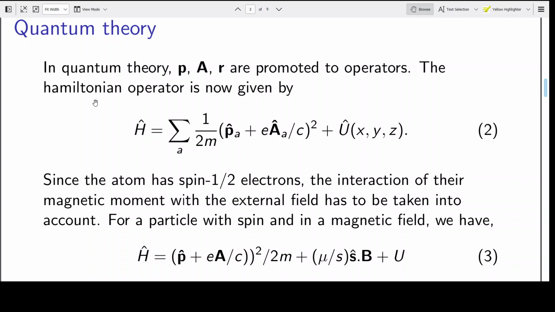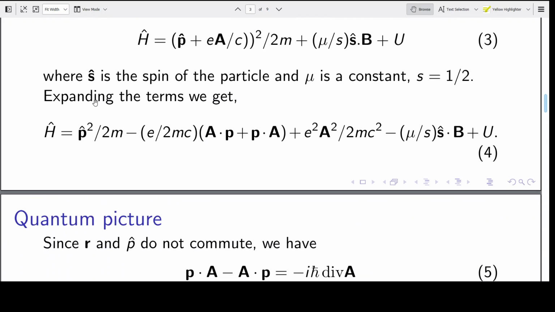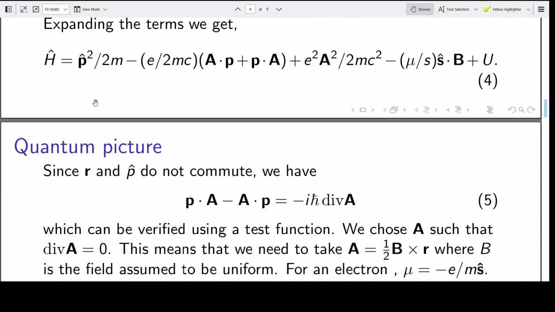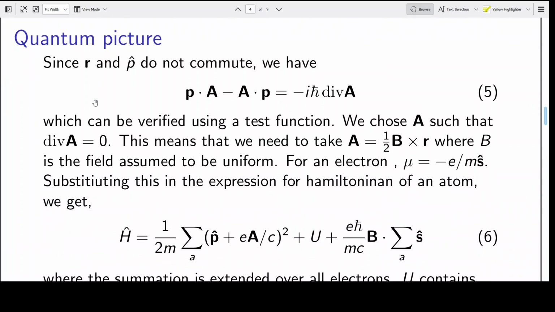For a particle with spin in a magnetic field, we have H is equal to (P plus eA by c) whole square by 2m plus mu times S hat dot B plus U, where S hat is the spin of the particle and mu is a constant. Expanding the terms, we get equation number 4. Since A and P do not commute, we have P dot A minus A dot P is equal to minus i h bar divergence A. This can be verified using a test function.